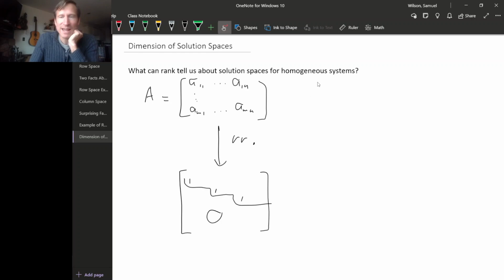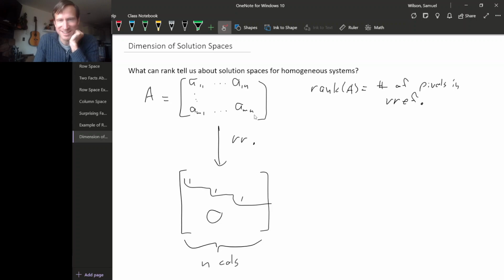And let's say the rank of this matrix is what it is, but remember, once you've reduced to row echelon form, the rank of a matrix is just the number of pivots in reduced row echelon form. And this matrix has n columns, just because that's what I've called the number of columns.